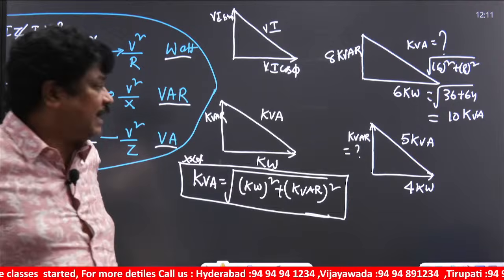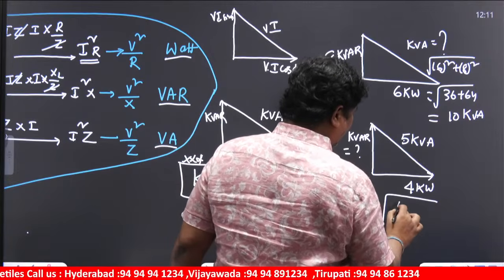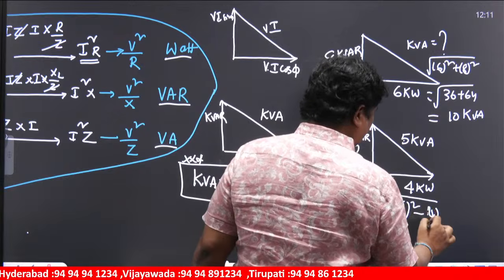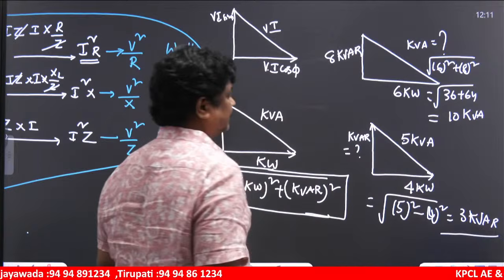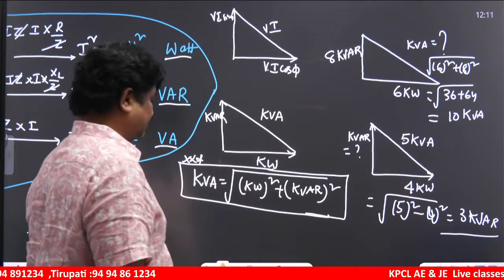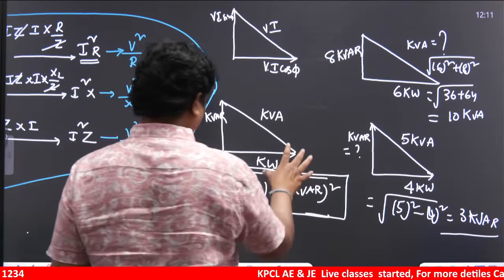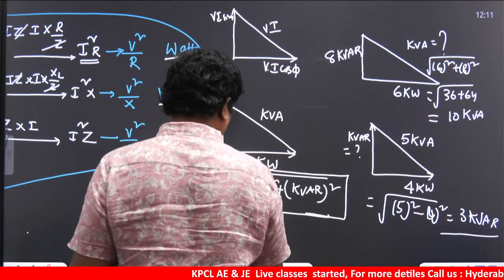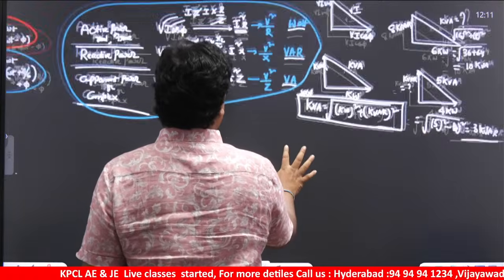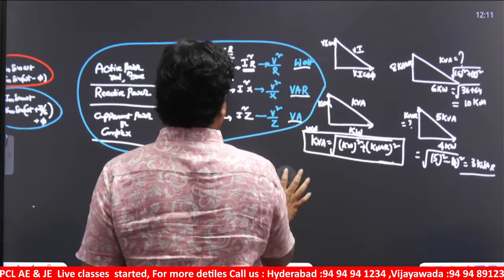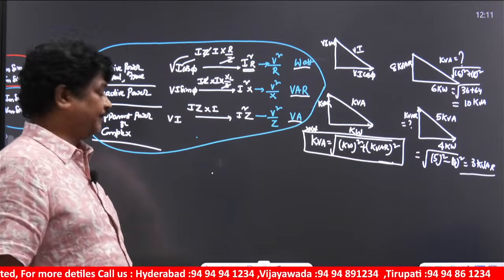It is 3 kVAR. That is square root of 5 square minus 4 square, which is equal to 3 kVAR. Now, these are the 3 powers available in the circuit. Now, there are some factors here.